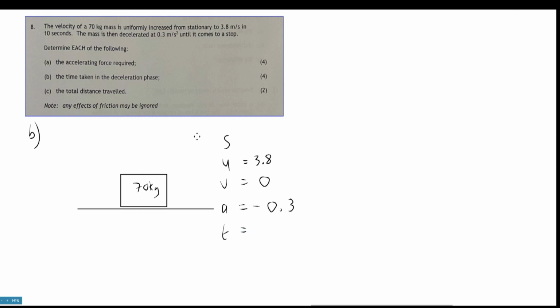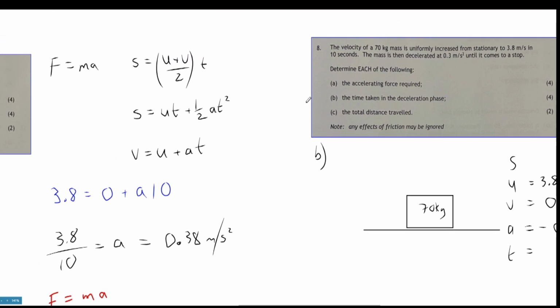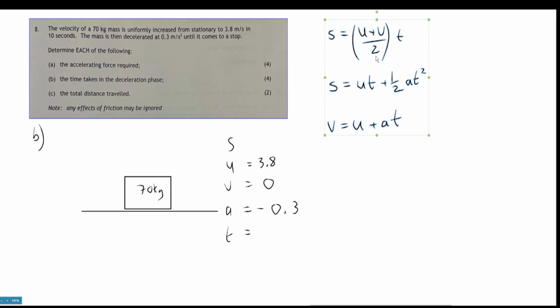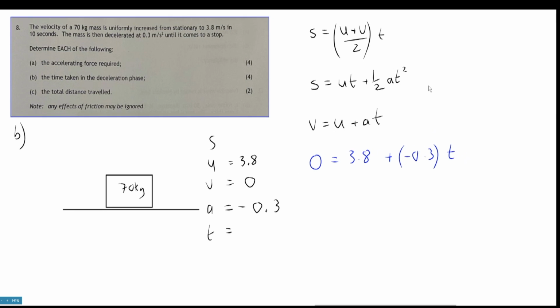We're going to be using our same SUVAT equations as we had a second ago. I can just go grab those. Let's move them across here. Fantastic. And then we don't want anything with s, so we're going to use v equals u plus at again, this last one here. So 0 is equal to u, which is 3.8, plus, well, negative 0.3 times the time. Easy. Really good.